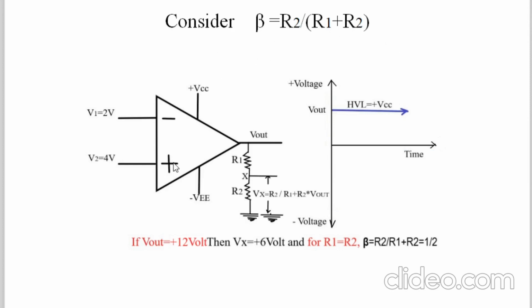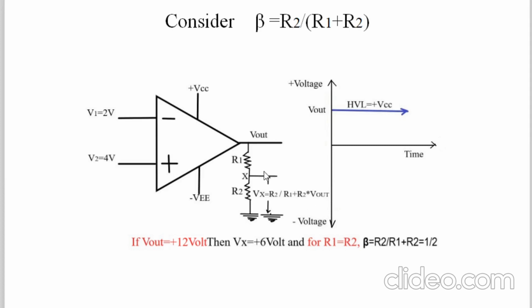Now the next case: when the voltage at the non-inverting, meaning positive, terminal is greater than the voltage at the inverting terminal, the output of the op-amp is in HVL, high voltage level. This high voltage level output we have given to the same potential divider circuit, R1 upper, R2 lower, with Vx as the junction point, so Vx is equal to R2 divided by R1 plus R2 into Vout. Here Vout is in HVL, meaning plus 12 volt, because HVL equals plus VCC, and if Vout equals plus 12 volt, then Vx equals plus 6 volt for R1 equal to R2.